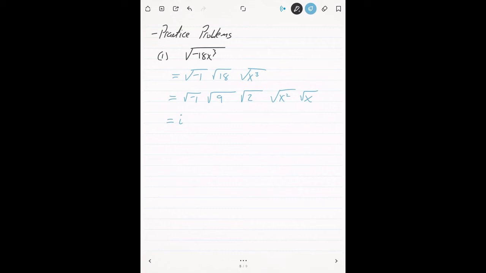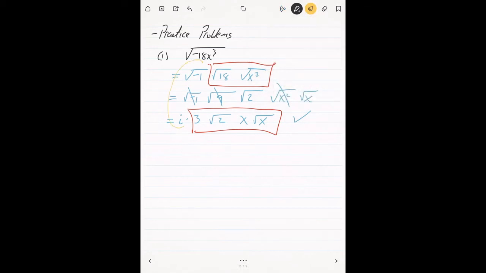The square root of -1 is i. The square root of 9 is 3. Square root of 2 doesn't simplify, but the square root of x squared does. It's just x. And then root x is left by itself. Hopefully you're able to get to this part by seeing how you're just breaking down everything pretty much like normal. This is stuff we've done before. This was a problem I would have given you easily before, so you should have gotten this as your solution. The only thing additional that I've done is I've thrown in this -1 value for you to work with.